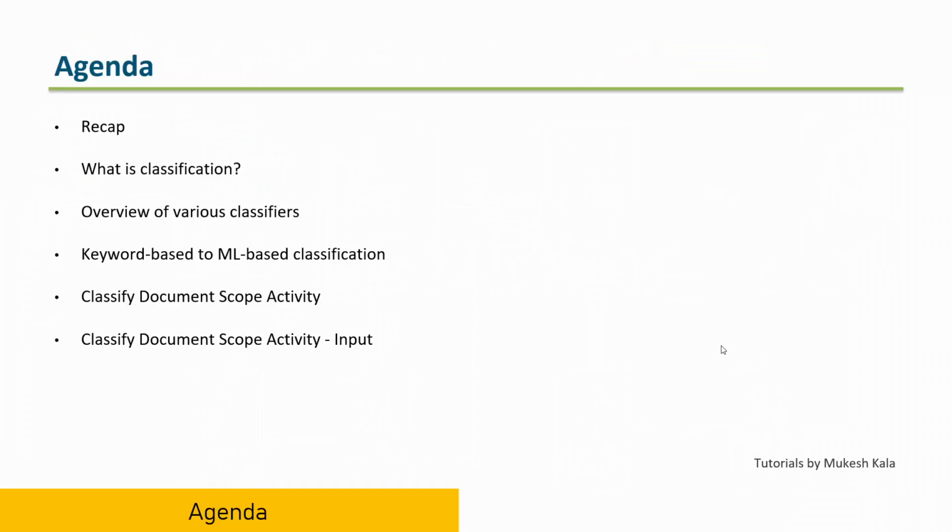This would be our agenda. We are going to start with a very small recap of what we have done so that we can build a flow. Then we are going to jump to what exactly classification is, what the various kinds of classifiers available are, and what the difference is between keyword-based and machine learning-based classification. We are going to see activities such as the classify document scope, how to utilize that, what the inputs and outputs are, and all the things related to classification we are going to discuss in this video.